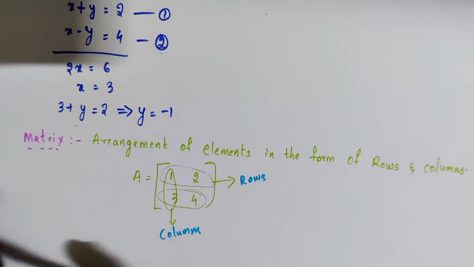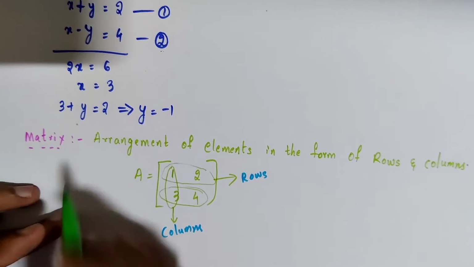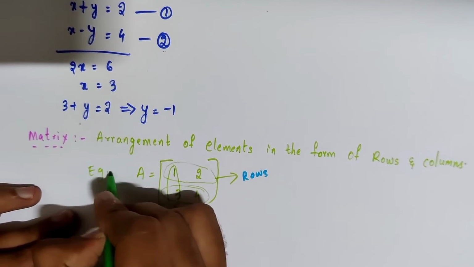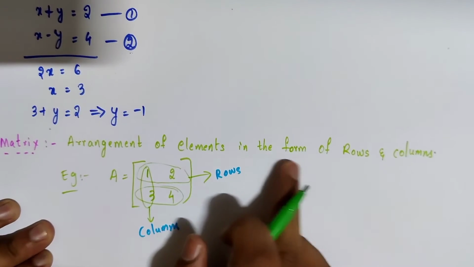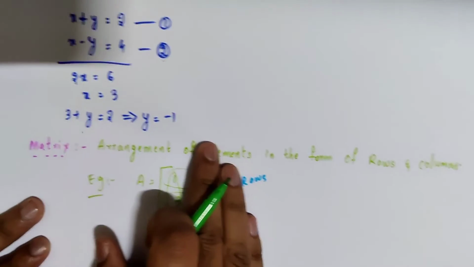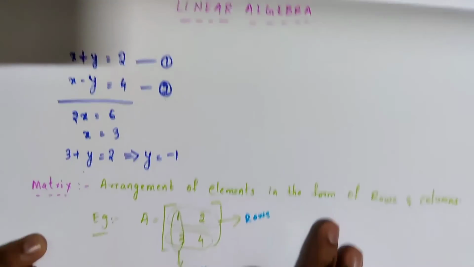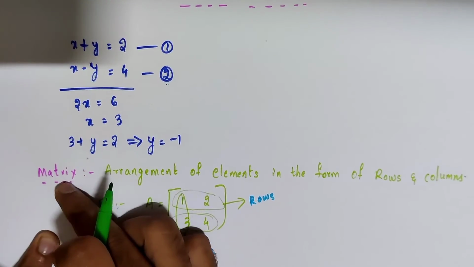Okay, so now you go to the definition again. After seeing the example, you go to the definition again. So what is it saying? Arrangement of elements in the form of rows and columns. That is what a matrix means. So matrices is nothing but simply the plural form of matrix. Now you would have got the idea about what is a matrix.